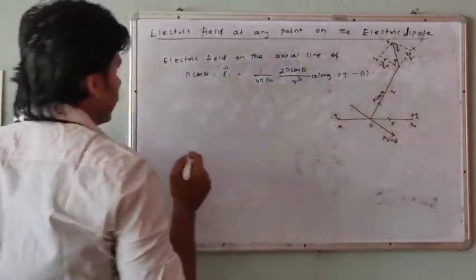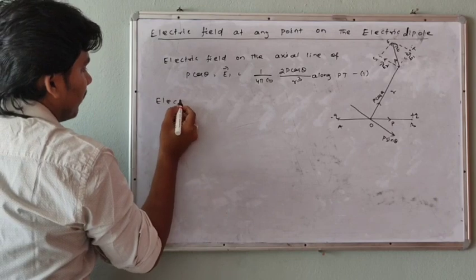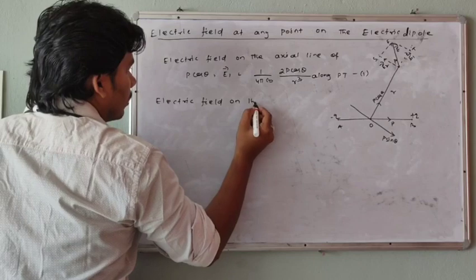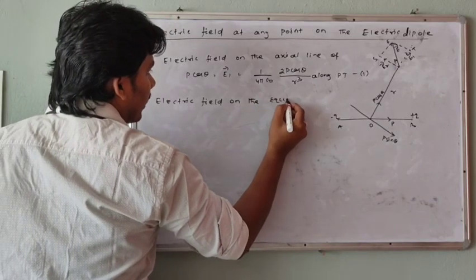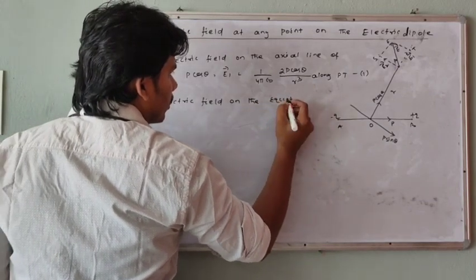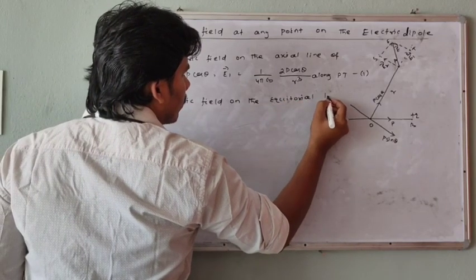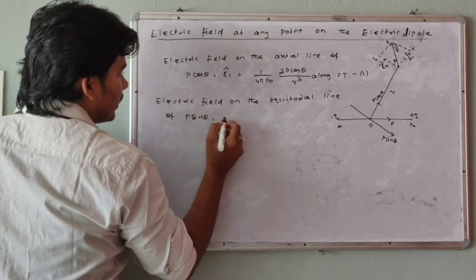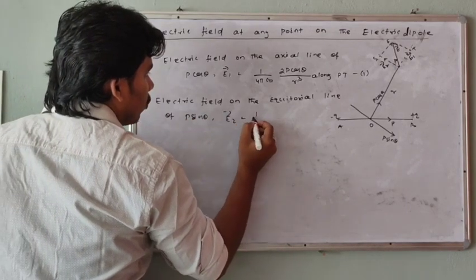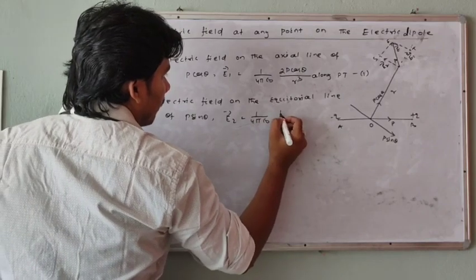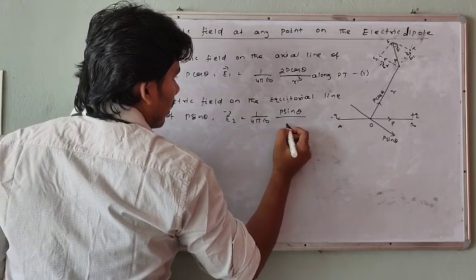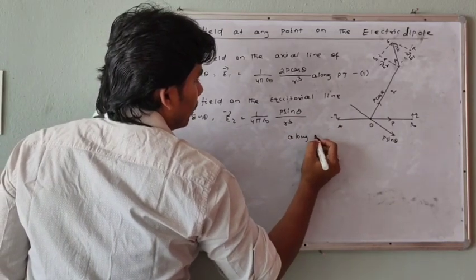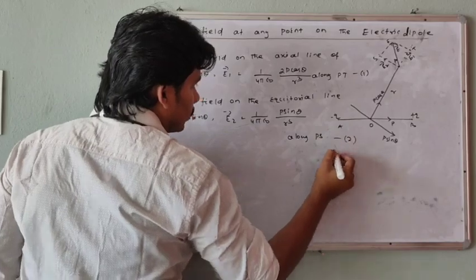This is equation 1. In the same way, the electric field on the equatorial line of P sin theta, that is E2 vector, is equal to 1 by 4 pi epsilon naught P sin theta by r cube along PS. This is equation 2.